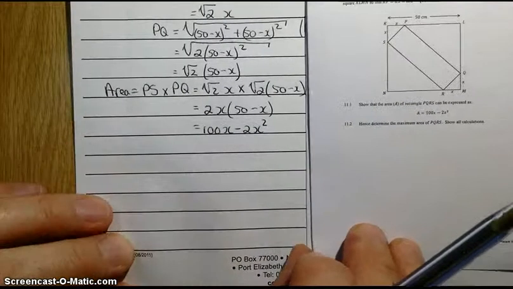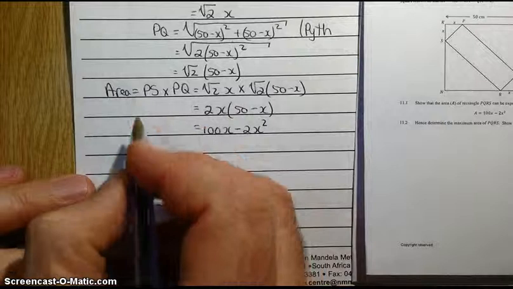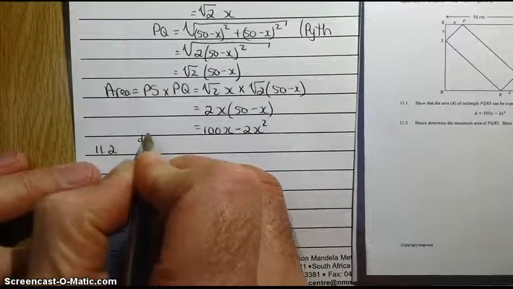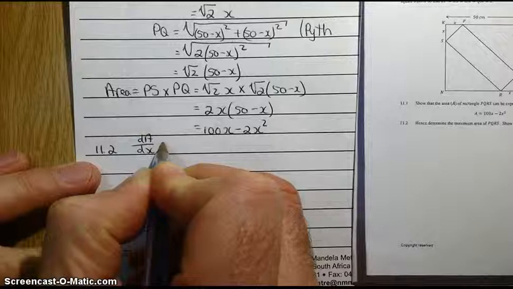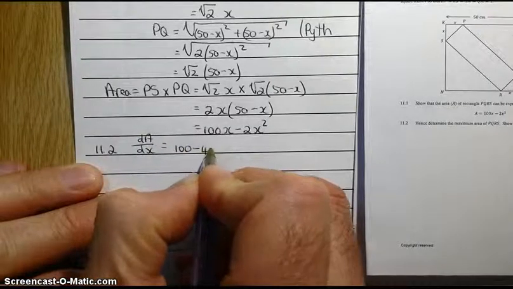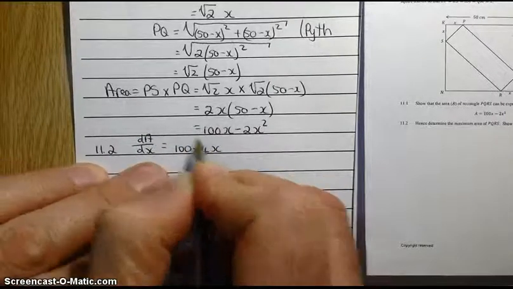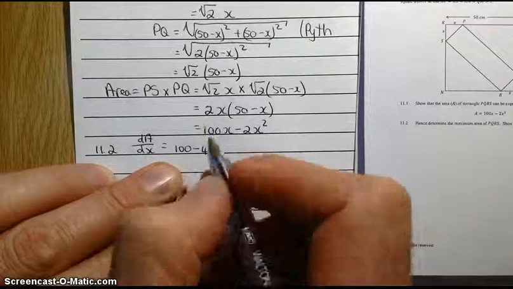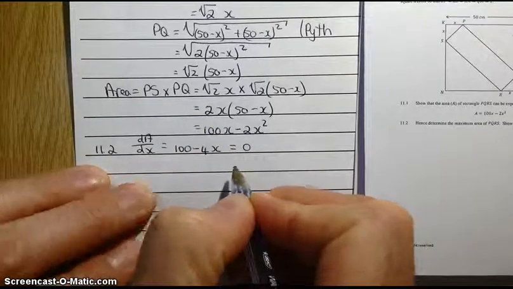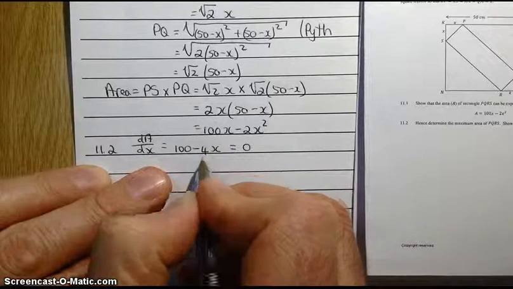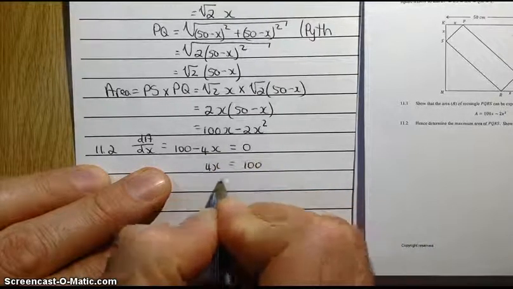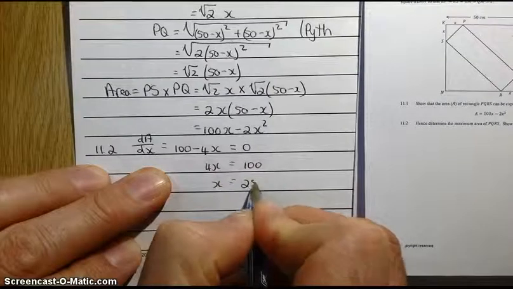Therefore, first derivative, now we have the area here. So, first derivative for 11.2, dA/dx equals just 100 minus 4x. Now, since the derivative gives you a turning point, then you know that the derivative equals 0 at the turning point. So if you then solve for x, then you get that 4x equals 100. x is therefore equal to 25.